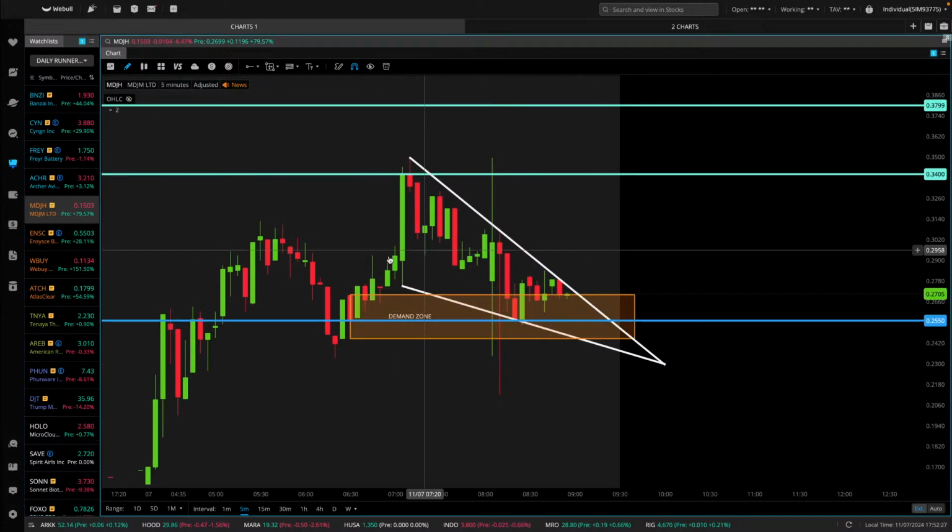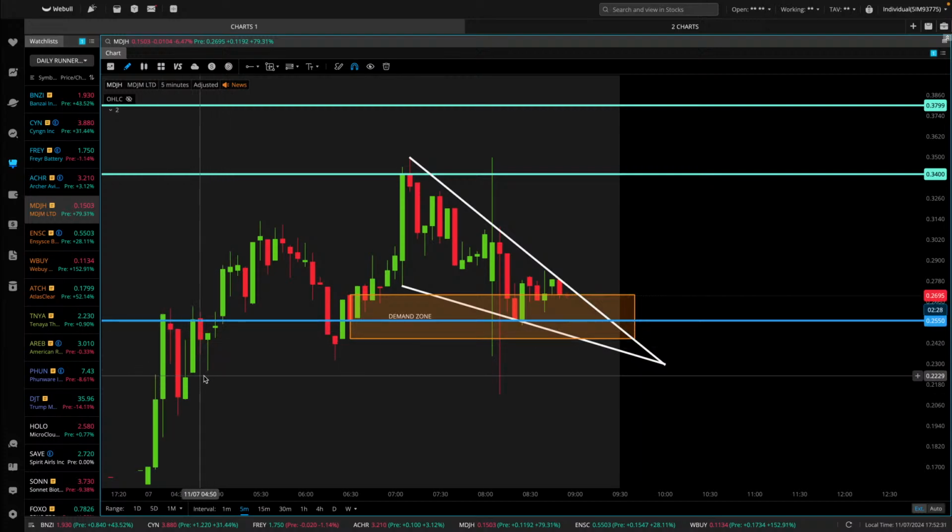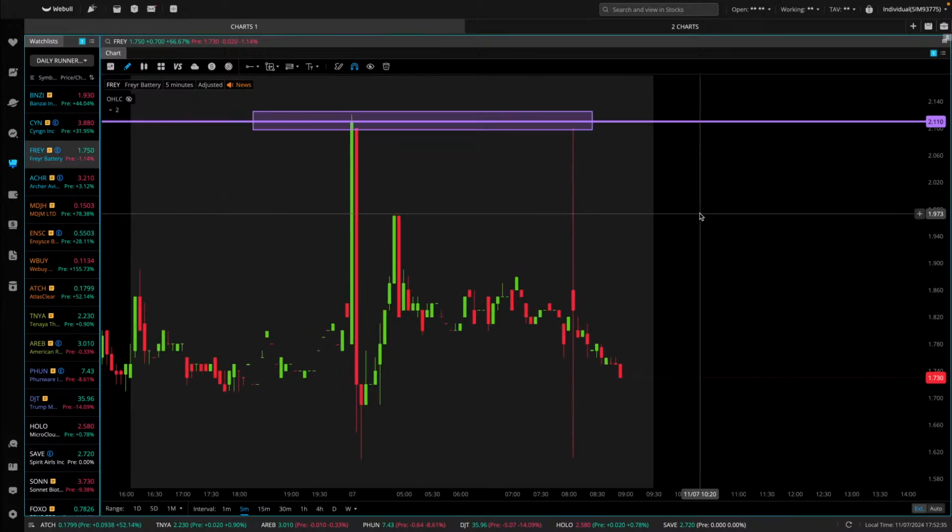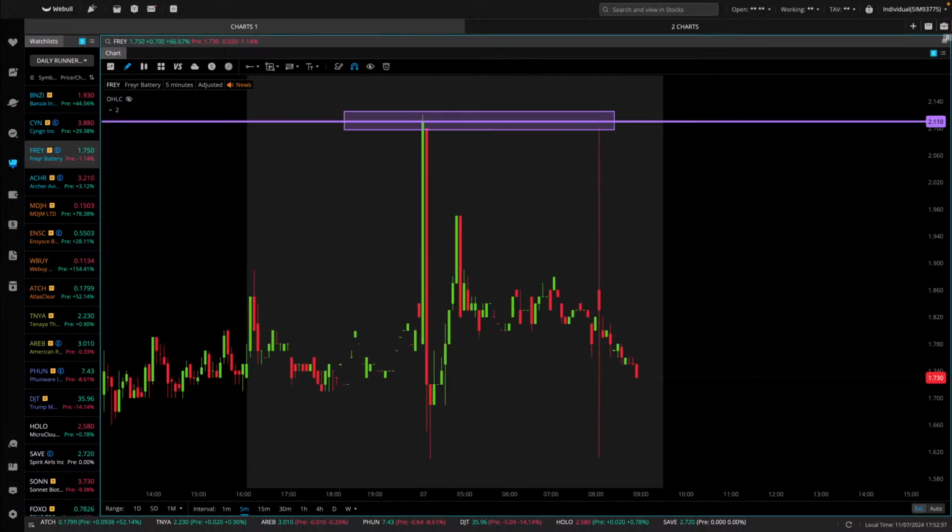MDJH looking good. Setting up into open. We'll see if it holds. If not, it'll come down to this demand zone here. Frey, I don't know what's going on with this. I'm not really interested at the moment. I missed this play yesterday. It just kept going up and up and up. It was pretty insane.